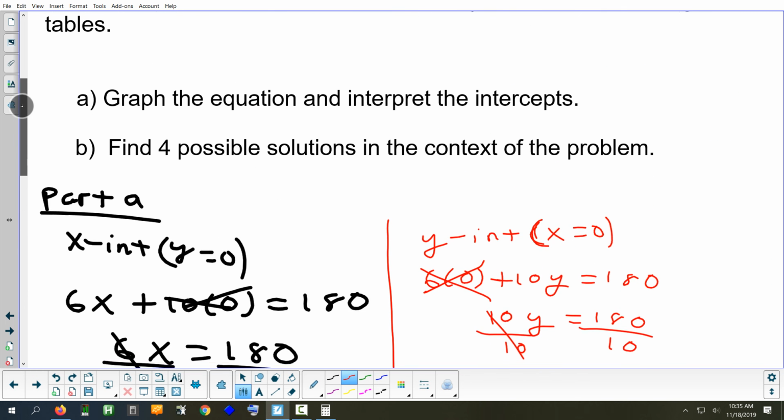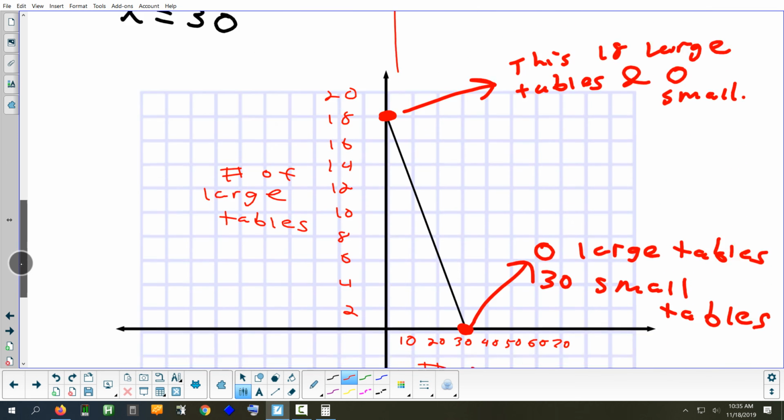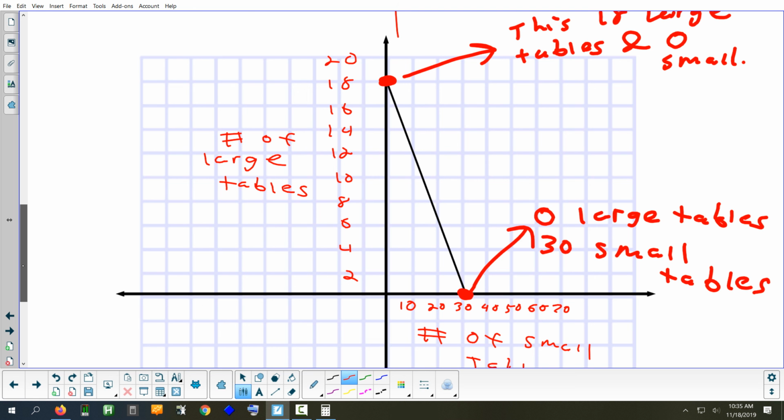Or part B, we're not going to do 4. Maybe we'll just do 2. We could get a combination of large and small. So let's see if we can pick one that looks like it's on the line. Let's just do this one. That looks pretty good. What would that point represent? 12 large tables. Yep. So this is 12 large. And how many small? 10.